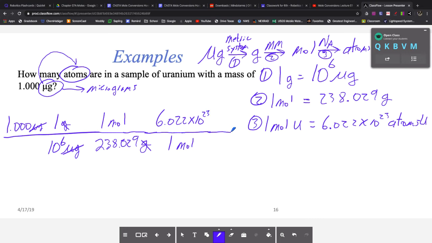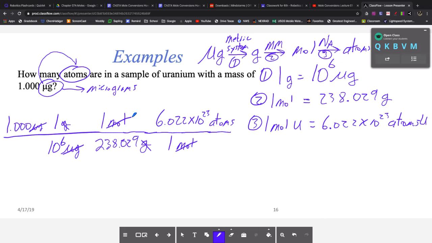And in this situation, the particles are atoms because uranium is an element. So then your moles cancel out. And then all we have to do is calculate that. So remember, any number that's written above the line, we're multiplying by that number. And then any number that's below the line, we're dividing by that number.